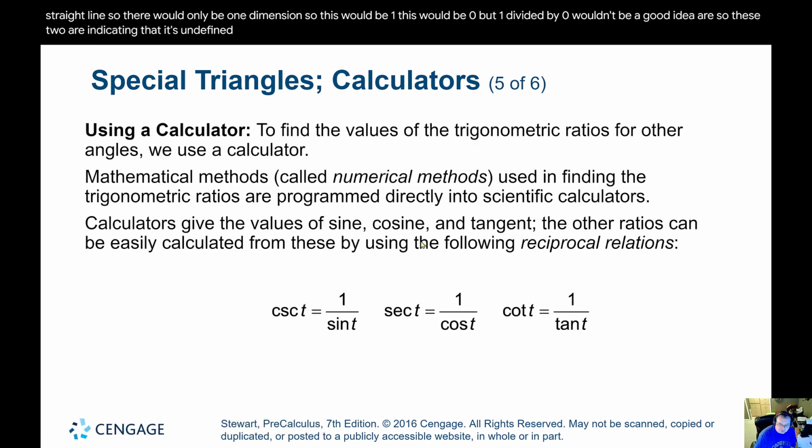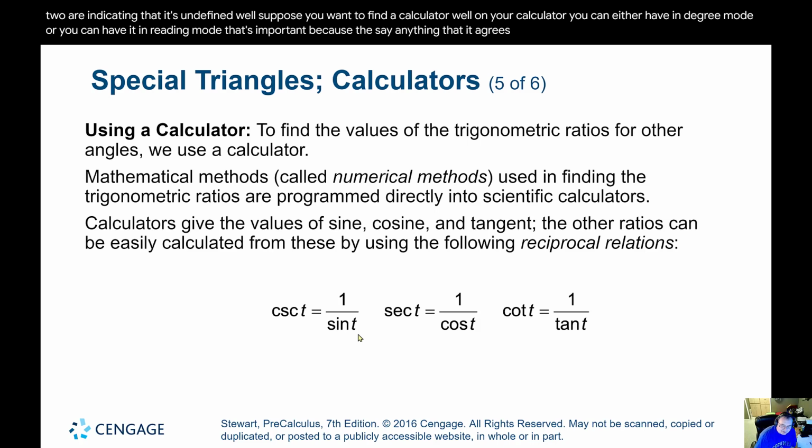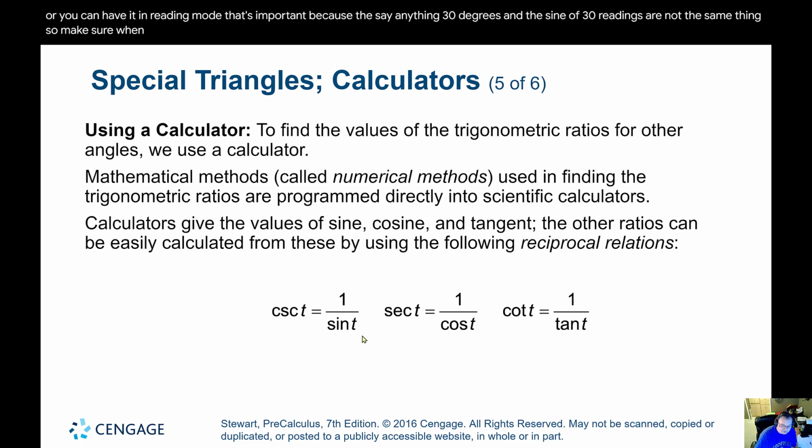Right, suppose you want to find a calculator. Well, on your calculator you can either have it in degree mode or in radian mode. That's important, because the sine of 30 degrees and the sine of 30 radians are not the same thing. So make sure when you're doing these on your calculator that you're in the correct mode.